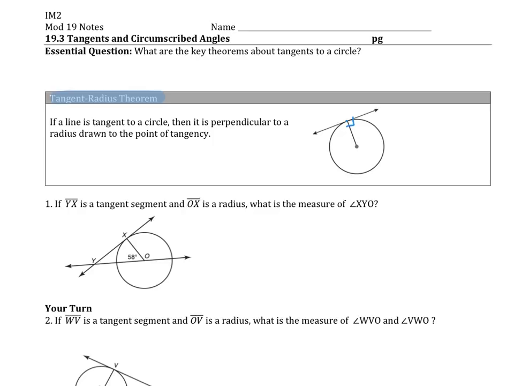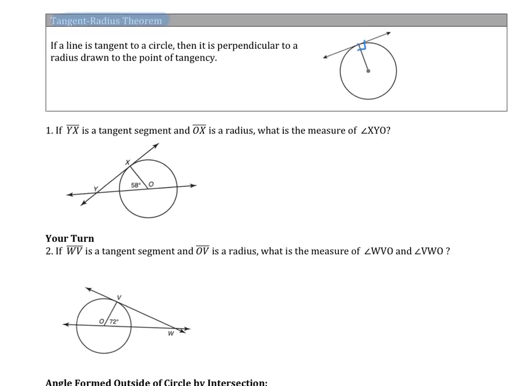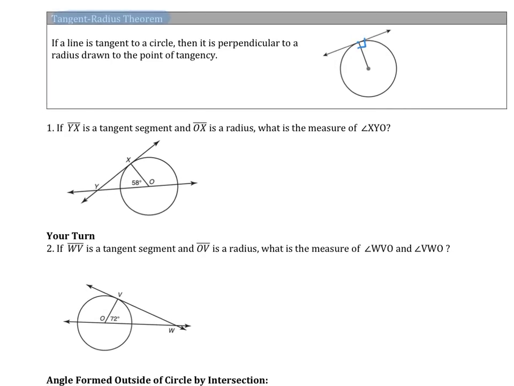So let's immediately put this to practice here. So number one, if YX is a tangent segment, okay, so that's our line right here, we know that's tangent, and OX is our radius, what is the measure of angle XYO? Okay, so we know that since these are tangent, that's now a 90-degree angle. Draw that a little better there.